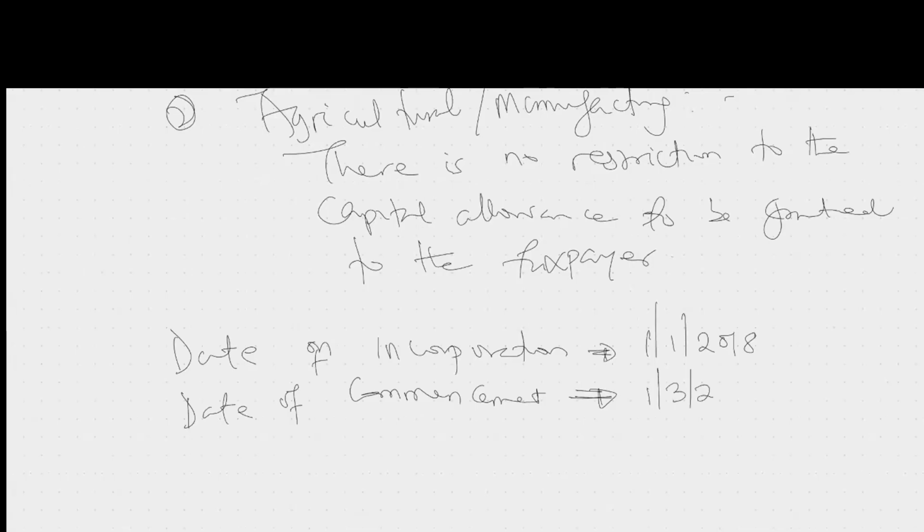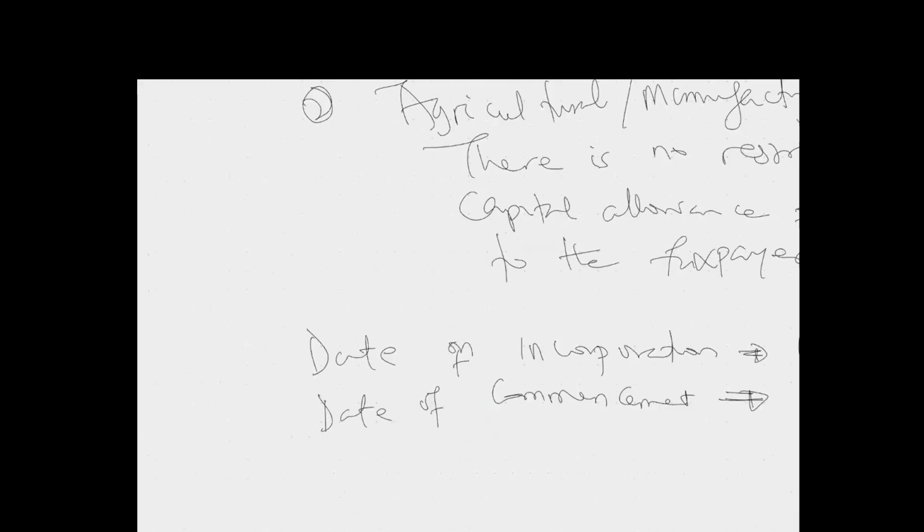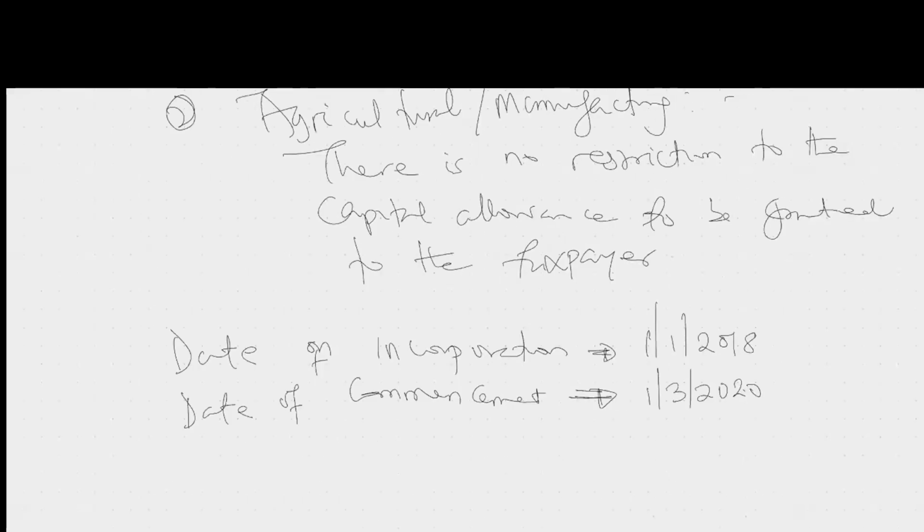I have told you severally that date of incorporation is not the same as date of commencement. Date of incorporation is not recognized in tax. It is only date of commencement. Therefore, this company commenced operation in 2020. The following is the summary of its adjusted profit for the respective years.